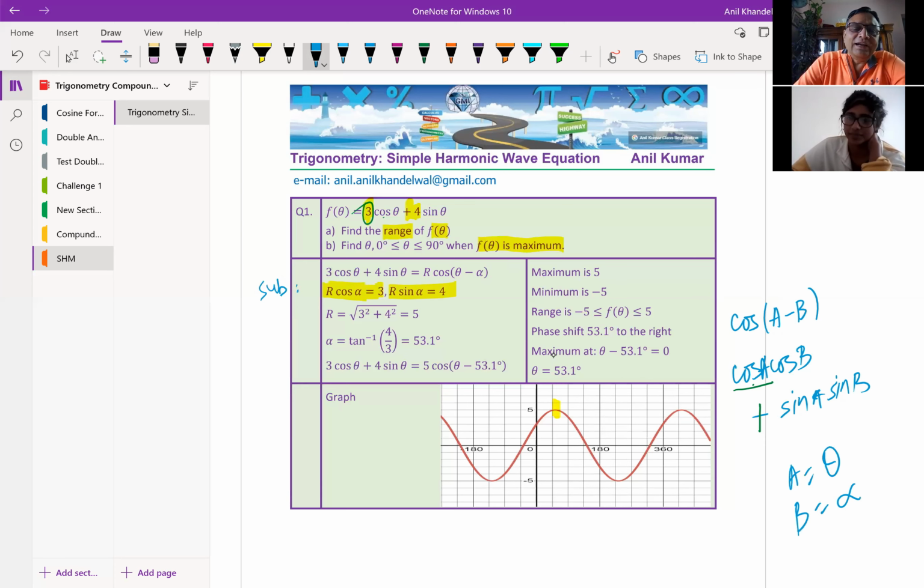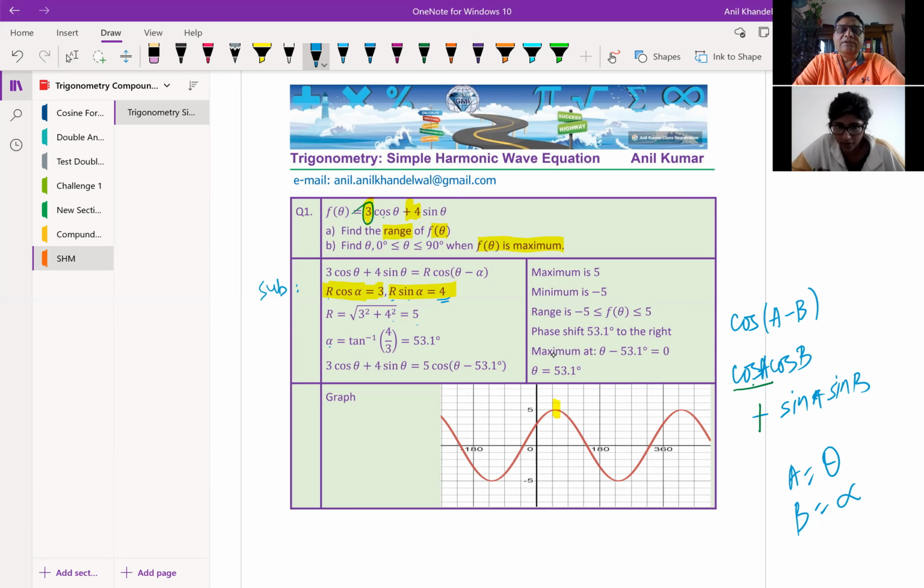So from the given question, we know that 3 is the value for R cos alpha and 4 is the value of R sin alpha. We substitute this. Then what is R equal to? R is equal to the square root of 3 squared plus 4 squared, which is 5, correct? We derived this formula. And what is alpha equal to? Tan inverse of 4 divided by 3. The sine term, 4, goes in the numerator. Do the inverse and you'll get 53.1 using the calculator.